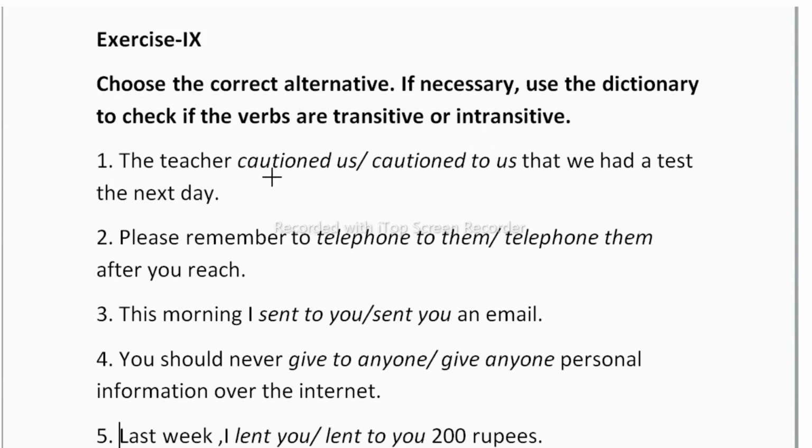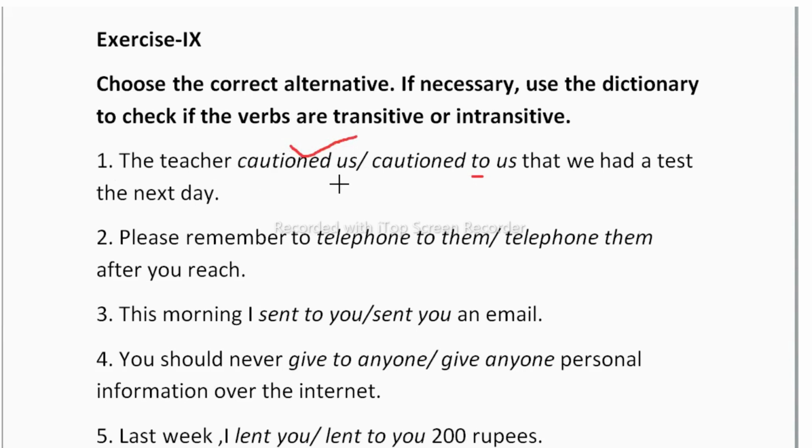The teacher cautioned us or cautioned to us that we had a test the next day. So here the correct alternative is the teacher cautioned us. This caution will not be followed with to. So this one is the correct one: the teacher cautioned us.